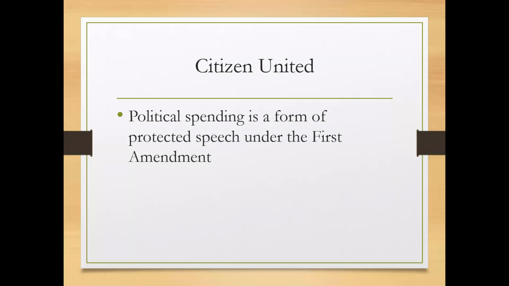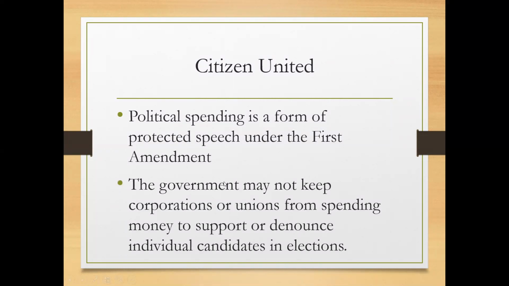On the left, they want to get rid of this decision. However, as the Supreme Court right now is 6-3 conservative, that is very unlikely to happen. Okay. So the government may not stop corporations or unions from spending money to support or denounce individual candidates in elections. And in general, unions usually support the left, as they try to pass bills that protect unions, while most conservative states are anti-union.